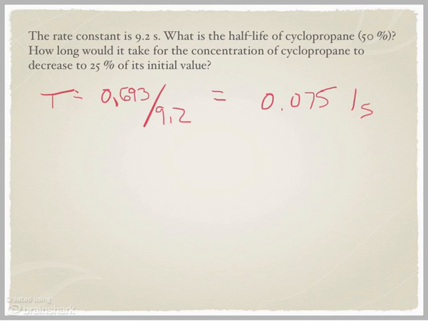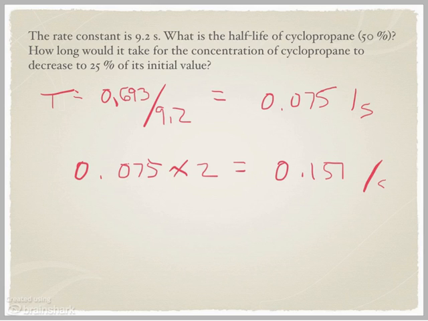Now you want to know how long it's going to take for this concentration to decrease to 25% of its initial value, which means that now you're going another half-life. It's not just going to be 1, it's going to be 2. So if it's going to be 2, take the 0.075 and multiply that by 2. And that should give you 0.151 per second.